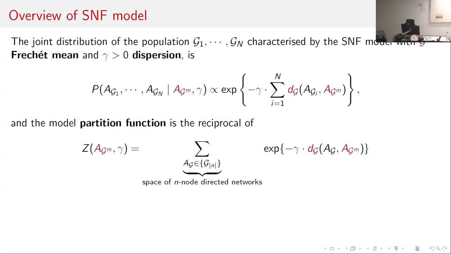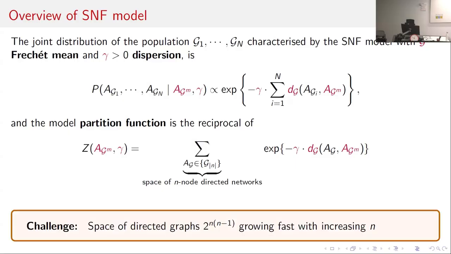And this model, as I mentioned earlier, has a normalizing constant which is intractable. It depends on the mean network and on the dispersion parameter. It's intractable because we ultimately have a sum over the space of graphs for this exponential function. As I mentioned earlier, this space of graphs is 2 to the power of the number of possible edges, which for directed networks is n times n minus 1. So this grows very fast with increasing n, and you cannot calculate that even for the 13 node networks that we have in our application.